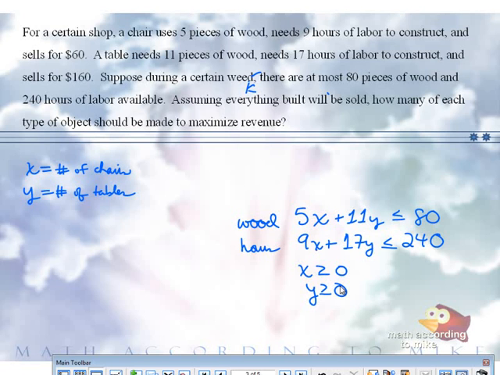Okay. Now notice the only numbers left relate to the revenue. If each chair sells for $60 and we have X of them, how much money do we make from the chairs alone? 60x. Plus, each table sells for 160. We have y of them, 160y. And this would be our revenue equation.